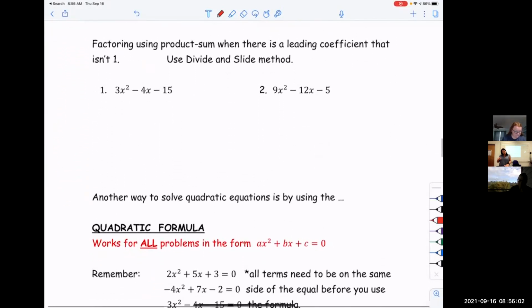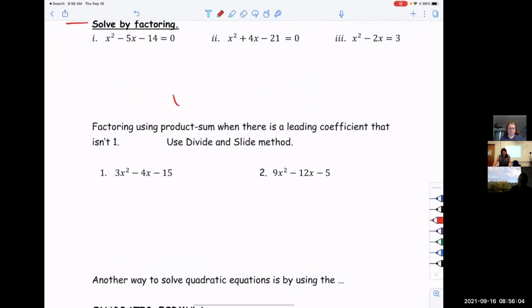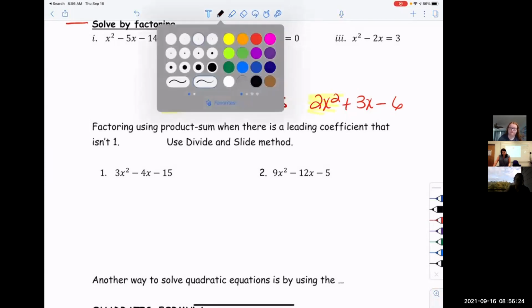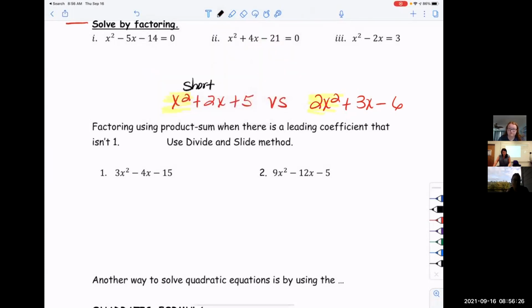All right, so let's get to slide and divide. So let me remind you, x squared plus 2x plus 5 versus 2x squared plus 3x minus 6. It's all about that first term. This is your shortcut method that we just did. This is the shortcut method with slide and divide. Divide and slide. I said that backwards.